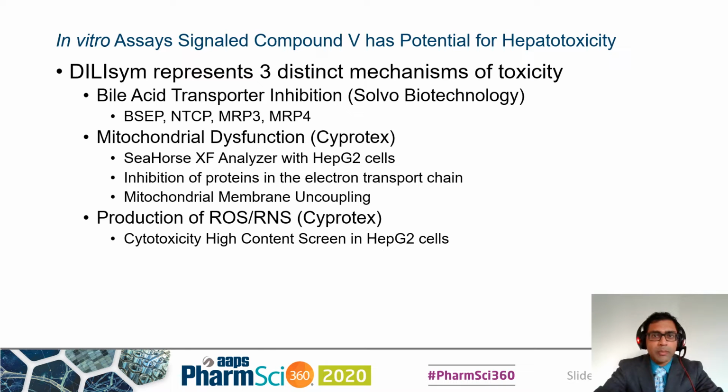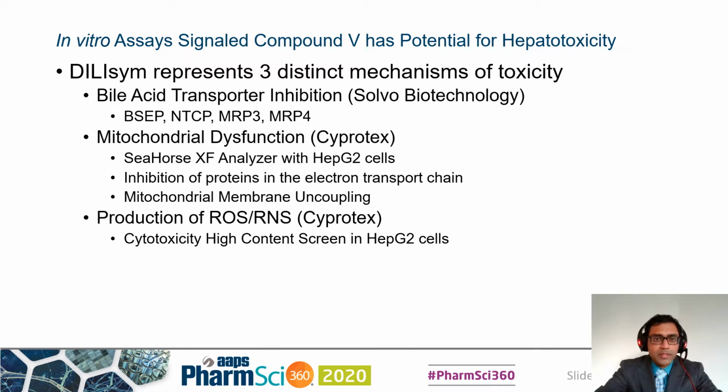There are three distinct mechanisms of toxicity that DailySim represents. They're bullet pointed here. The first is bile acid transporter inhibition. For these four transporters listed here, we typically go to Solvo Biotechnology to use their assay for assessing the IC50s of the compound of interest to these four transporters. The second is mitochondrial dysfunction. Typically, we go to Cyprotex using their Seahorse XF analyzer to assess any kind of possible mitochondrial dysfunction the molecule of interest might have or create in hepatocytes.